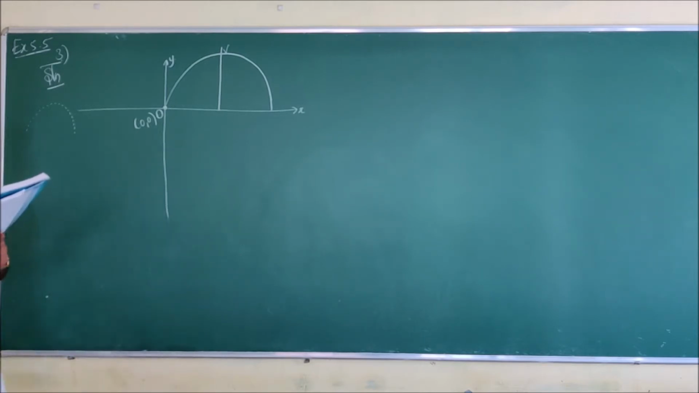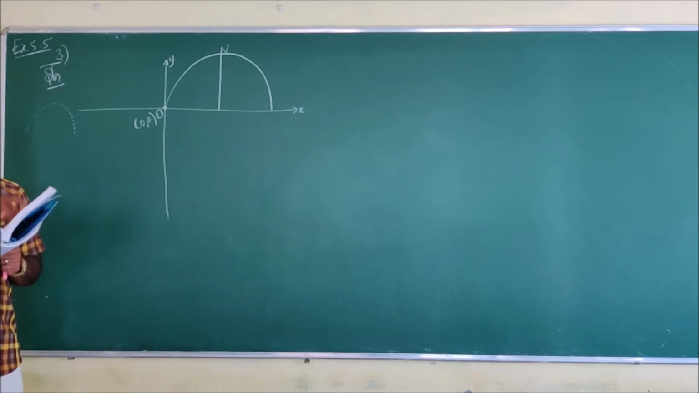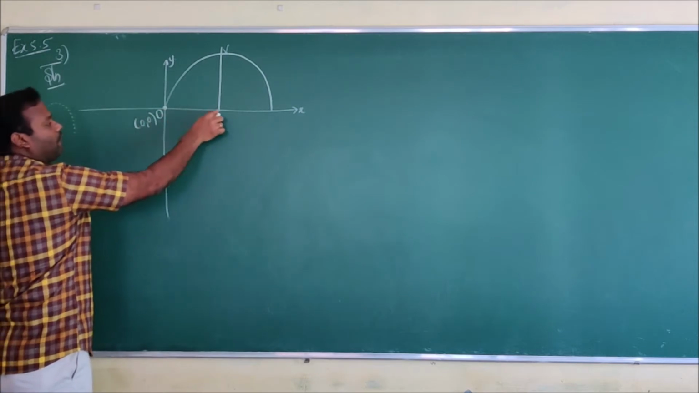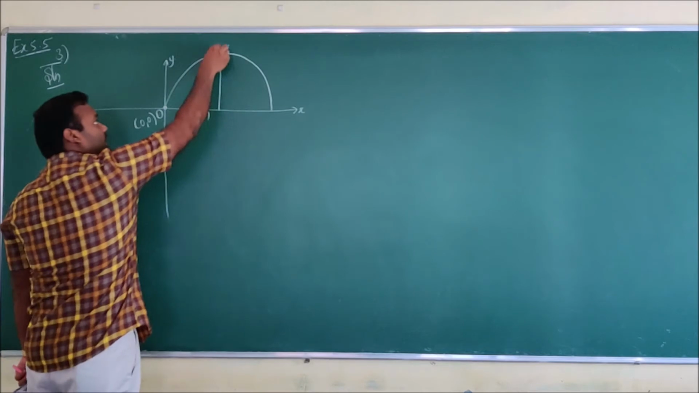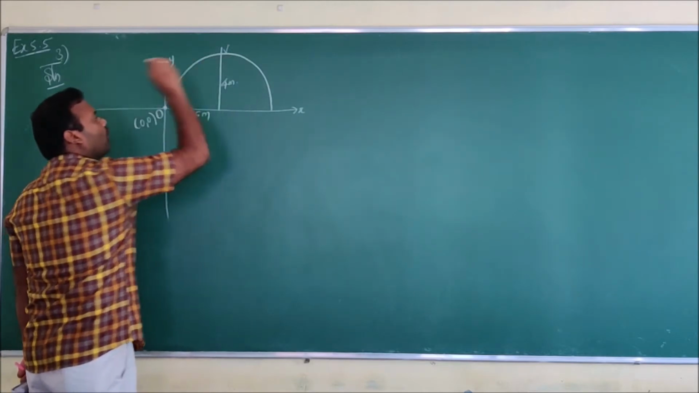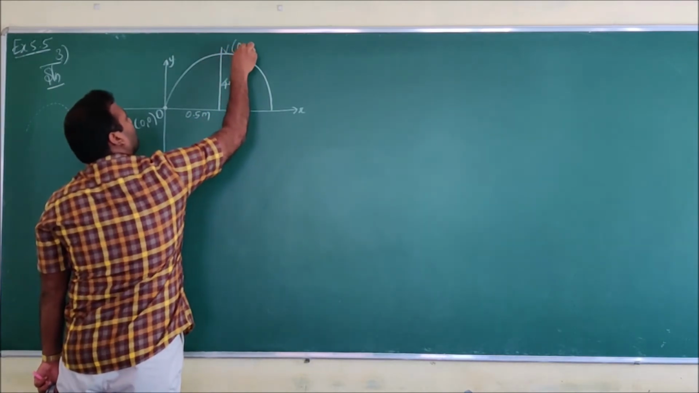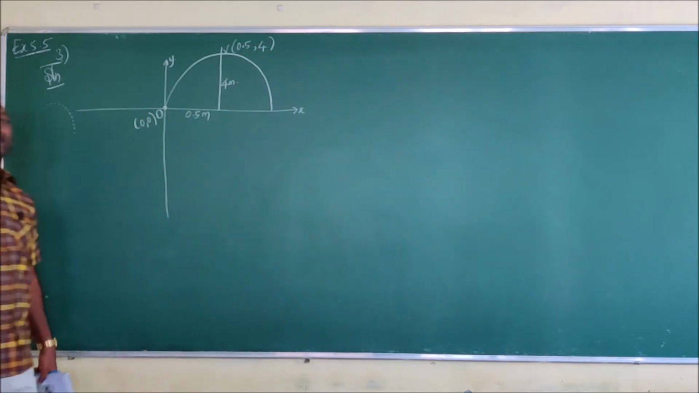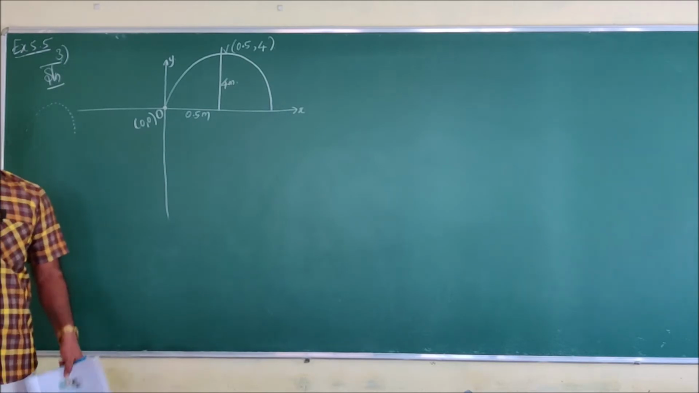Next, what is the information given to us? Water attains a maximum height of 4 meters at a horizontal distance of 0.5 meter from the origin. So when it is 0.5 meter from the origin, it takes the maximum height of 4 meters. From this we can find the vertex of the parabola as 0.5, 4. So the vertex of the parabola h, k is 0.5, 4.